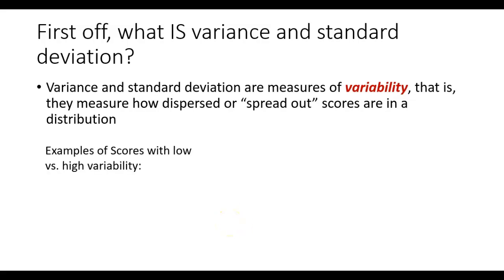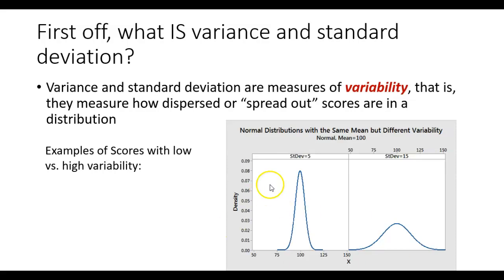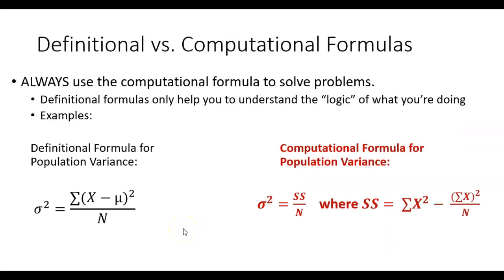Take, for example, the following two distributions. One is an example of scores that have a low variability, and one is an example of scores with high. What we mean by that is here on the left, we see a distribution of scores with a standard deviation of 5. Look how narrow it is. That means all of the scores are clustered around the mean or average score. We compare that to a distribution where the standard deviation is 15, much bigger than 5, and look at how dispersed or wide this curve is. The scores are much more spread out across that distribution.